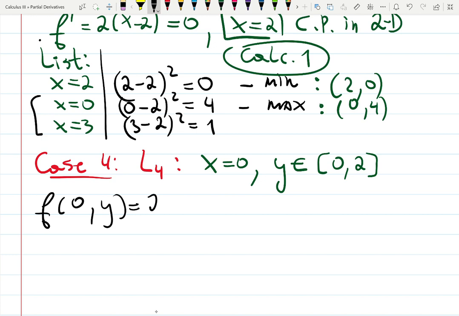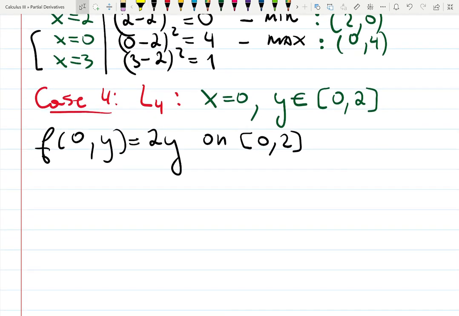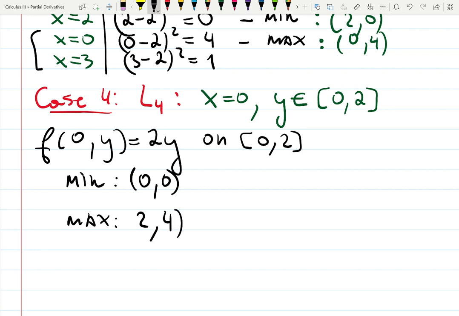F(0,y) gives you 2y, but y is restricted. That's why you call it a restricted domain from 0 to 2. This is a line that is increasing, so you don't have to do the first derivative test. You can just guess the minimum and the maximum. Since it's increasing, the minimum will be at the minimum input, which is (0, 0). Since it's increasing, the maximum will be at the maximum input, which is 2, and 2 times 2 is 4. Make sense?